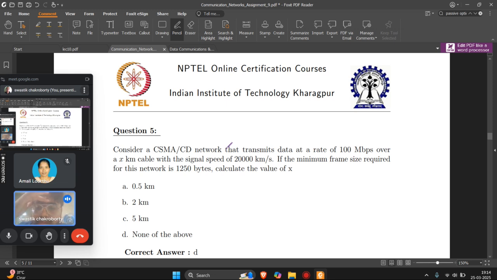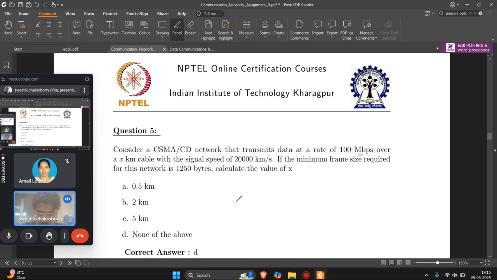Now consider a CSMA CD network that transmits at 100 Mbps. Here small b means bits, so megabits, 10 to the power 6 bits, over an x kilometer cable with a signal speed of 20,000 km per second, that is 2 into 10 to the power 7 meters per second. If the minimum frame size required for this network is 1250 bytes, then calculate the value of x.